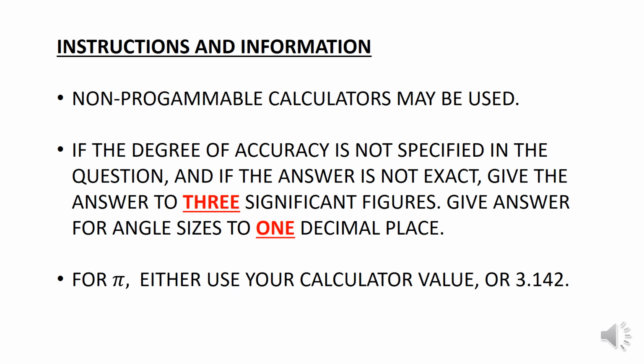And for the value of pi, you either use your calculator value, and once you use your calculator value, since pi is an irrational number, it will definitely mean that you have to give your answer correct to 3 significant figures. Or you just rather use 3.142, which is a terminating decimal, so that is one of the conditions that you have there. Again, there is a lot of other information. Please make sure that you do read them in the examinations when you get that.